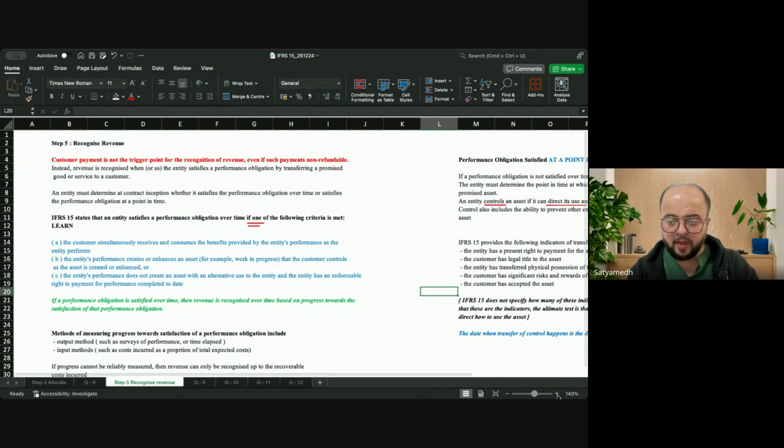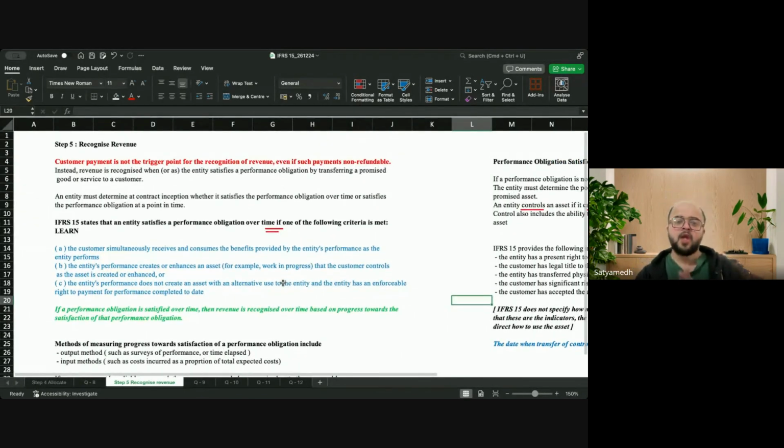Now we are going to look at when to recognize revenue. Should you recognize it at one point in time? Should you recognize it over a period of time? That is the focus of discussion. Now let's get into proper detail of what is the specific point in time at which revenue should be recognized. There are two things.